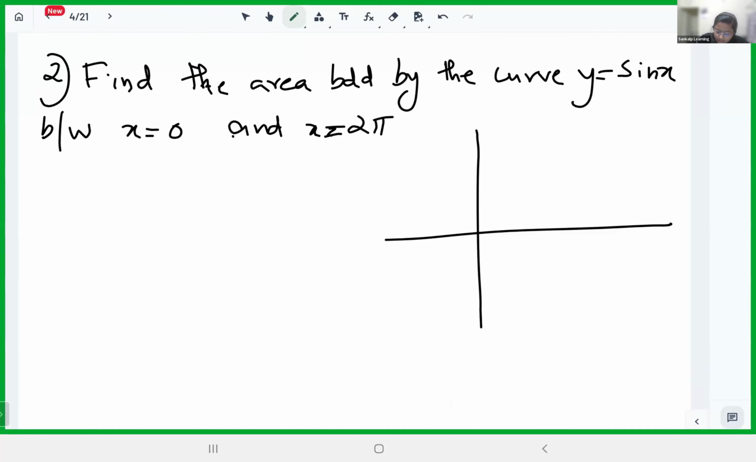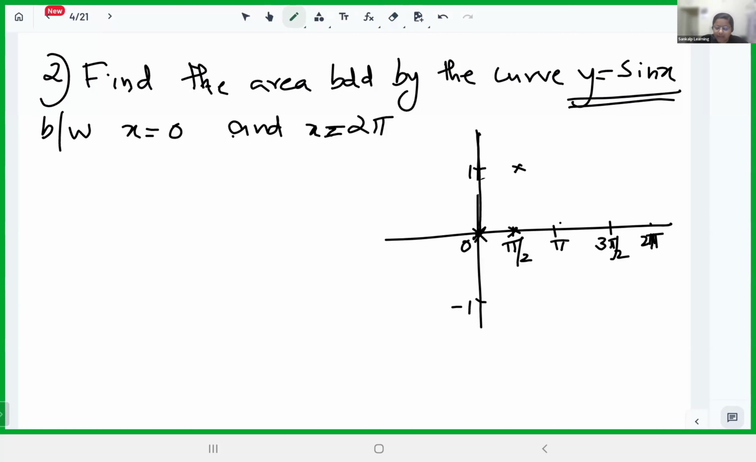This is 0, this is pi by 2, and this one is pi. This is 3 pi by 2, and this one is 2 pi. Okay, so here the curve is y equal to sin x. What is sin 0? Sin 0 is 0. What is sin pi by 2? Let this value be 1 and this be minus 1. We know the value of sin varies between minus 1 and 1, isn't it? So sin pi by 2 is 1.